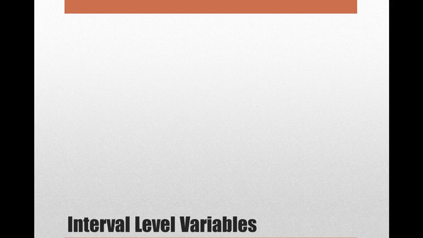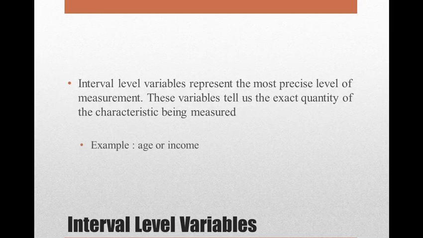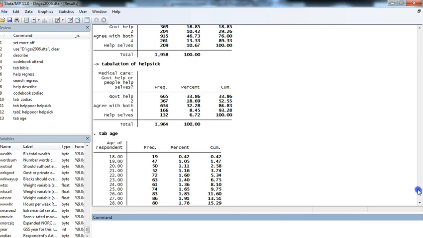Next, we will look at interval level variables. Interval level variables represent the most precise level of measurement. These variables tell us the exact quantity of the characteristics being measured, for example, age or income. Tab age, and you see that this is telling us the exact years of age. This type of data can be described more completely.